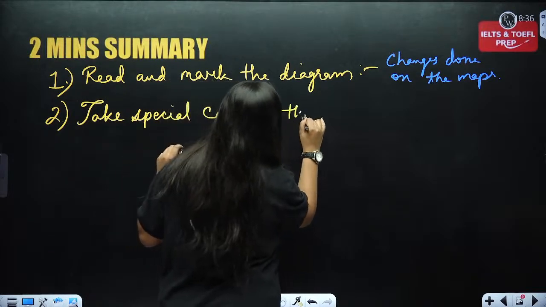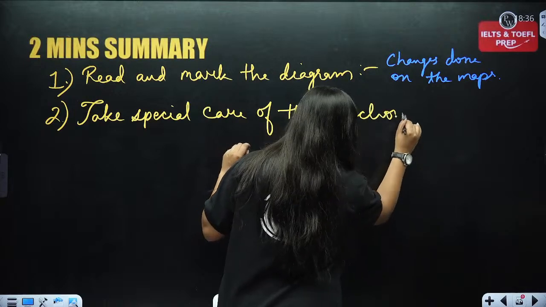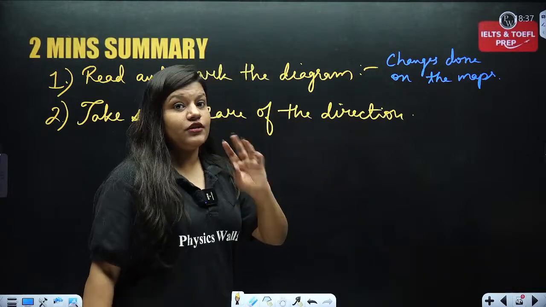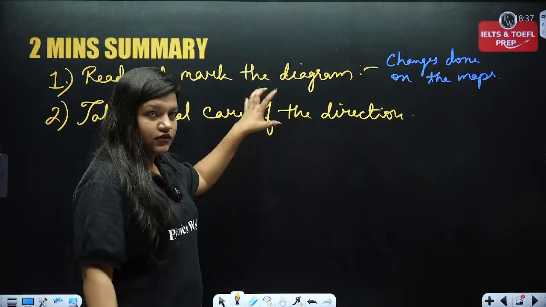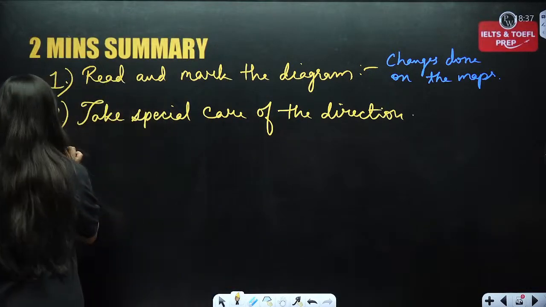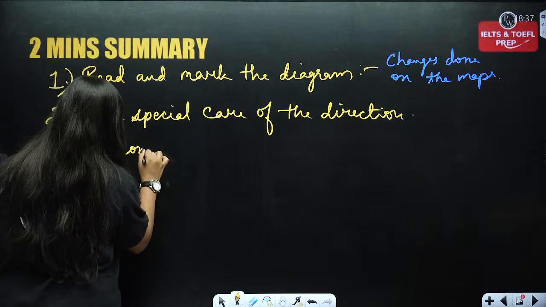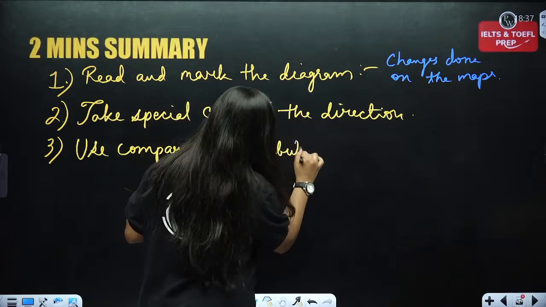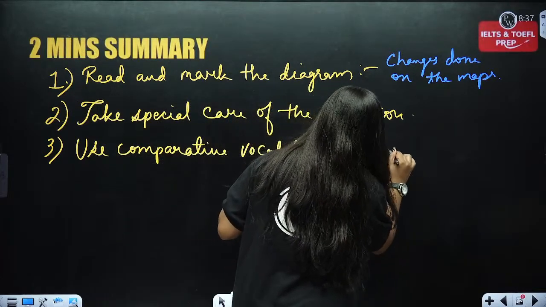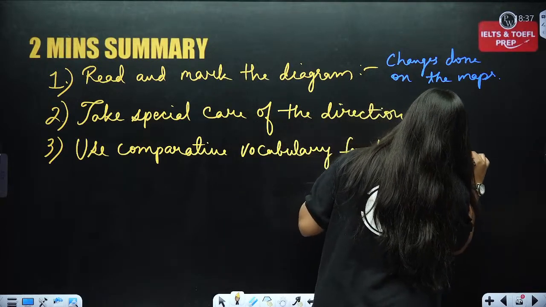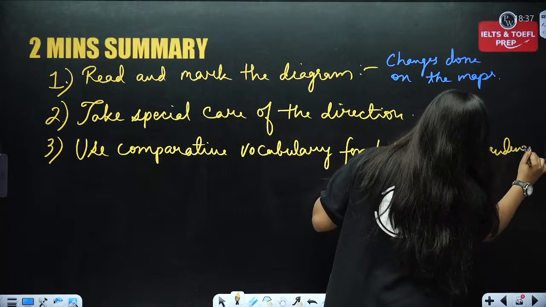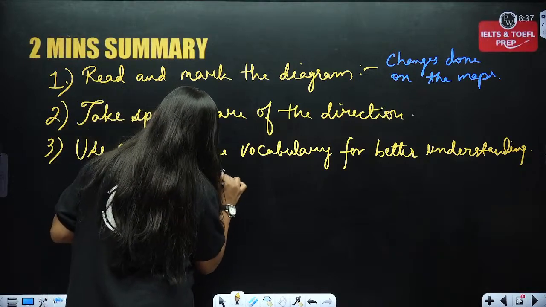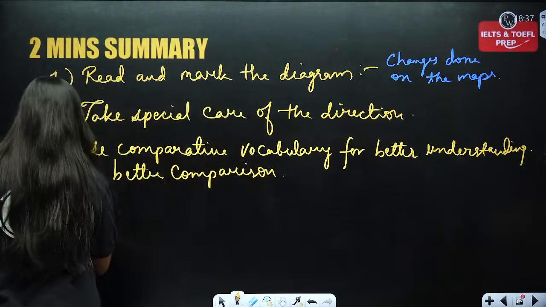Take special care of the direction. Usually it is pre-mentioned in the question. If it is not mentioned, mark one, make one direction of your own. What's next? Use comparative vocabulary for better understanding as well as better comparison. It will be easier for you to compare then. Got it? What's next?